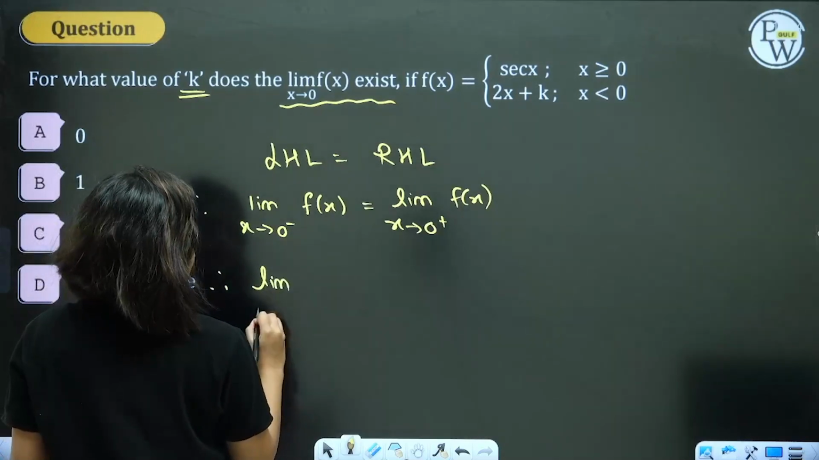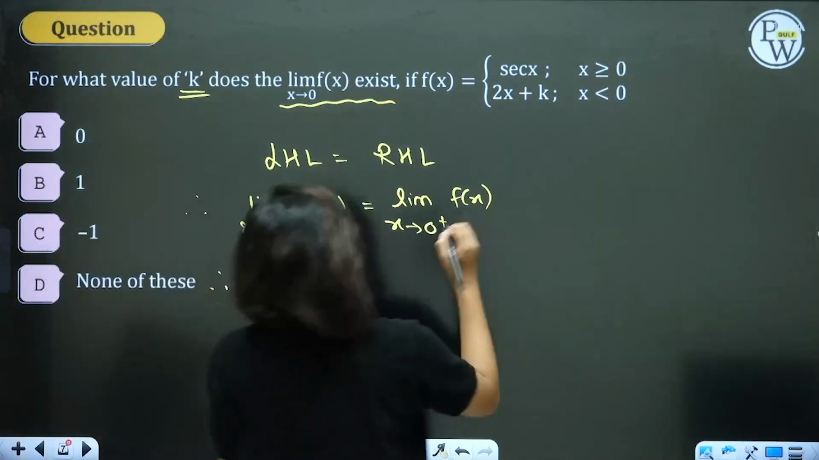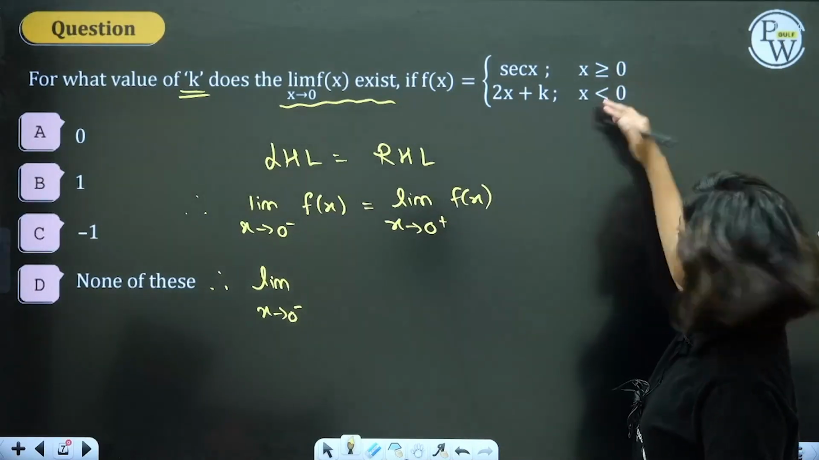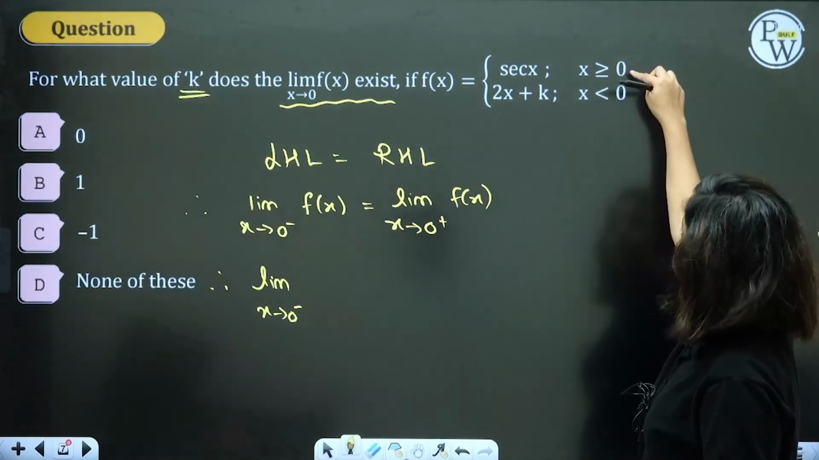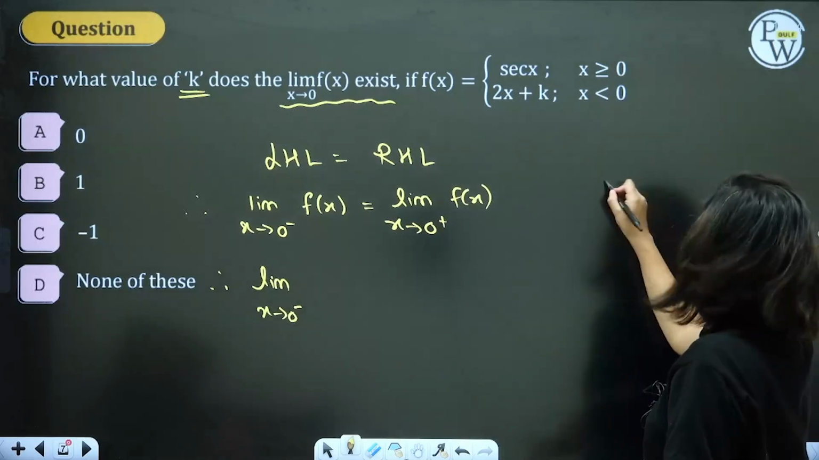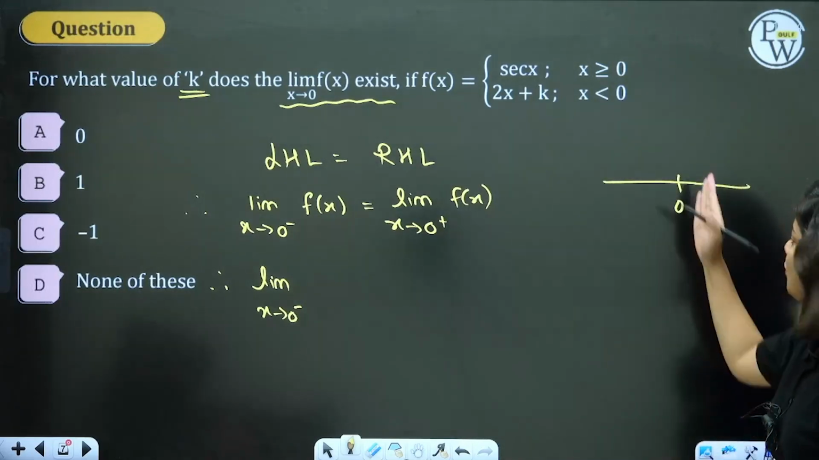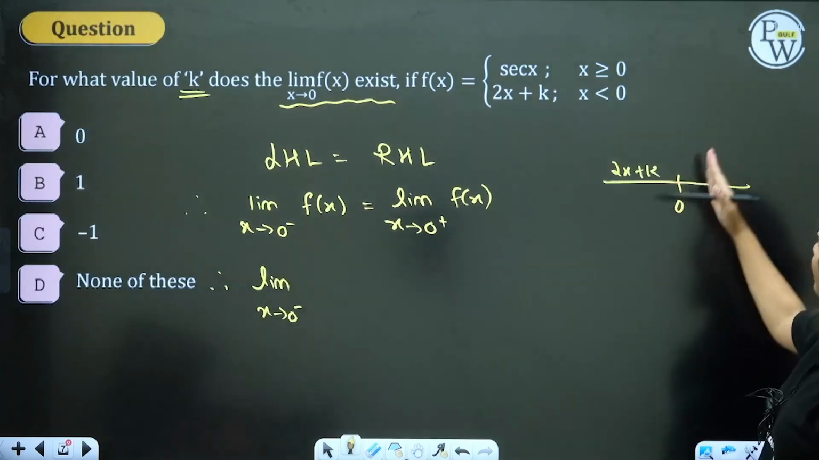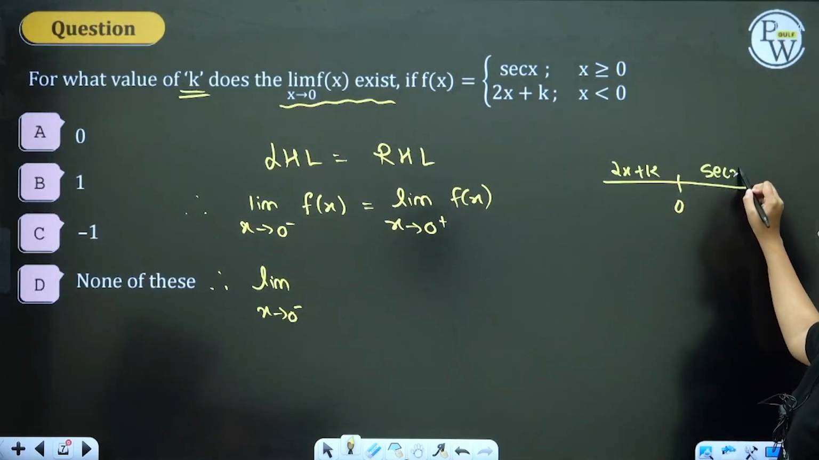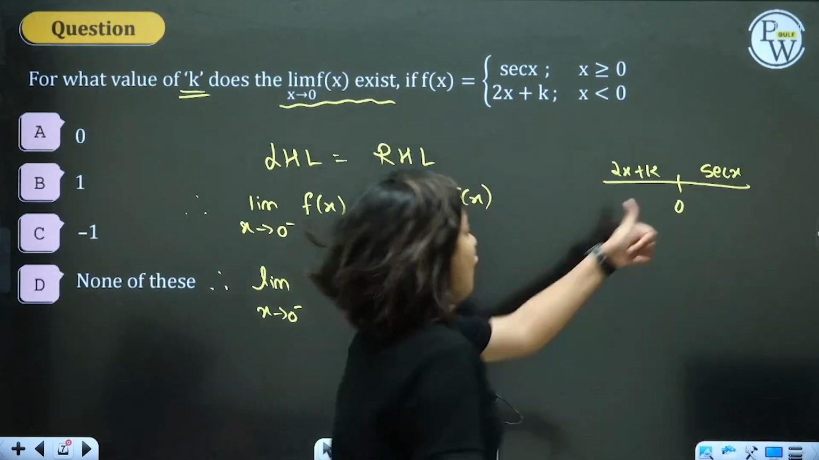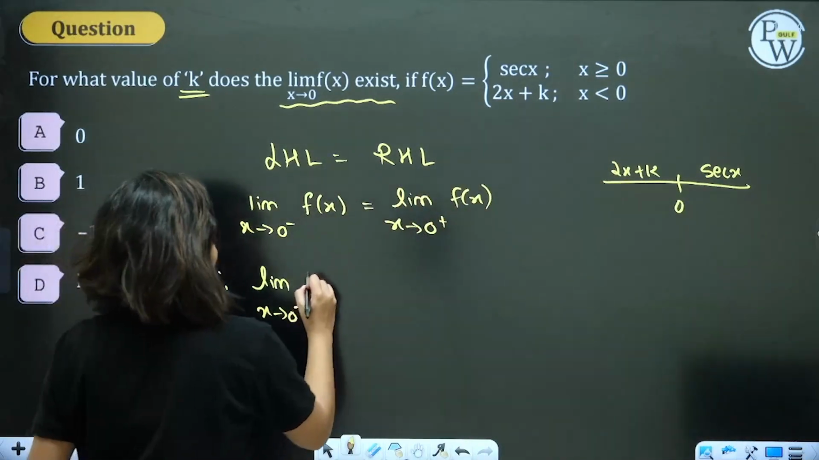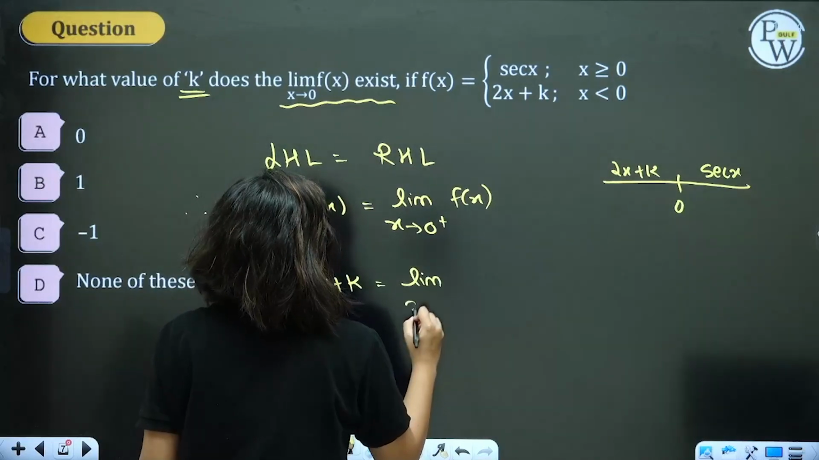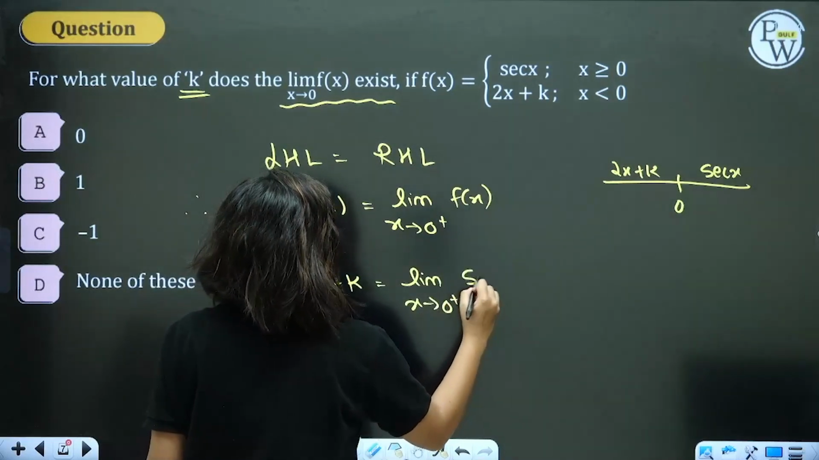Therefore, the limit extends to 0 minus. What is the function on the left? There are two functions. This is x less than 0, and the first one is x greater than 0. That means at the point 0, for x less than 0, the function is 2x plus k, and for x greater than 0, the function is sec x. So for LHL, the function is 2x plus k, and for RHL, the function is sec x.